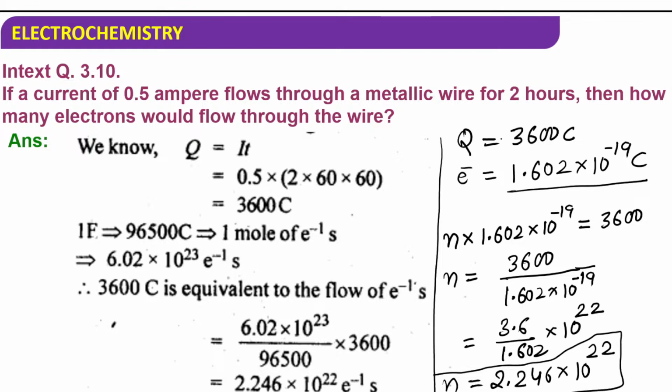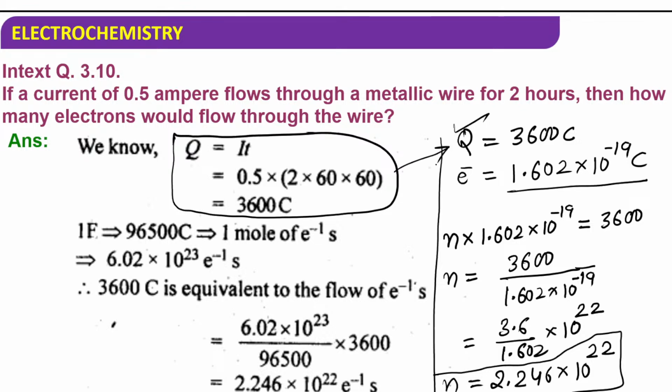The quantity of charge we have is 3600 coulombs, by using this formula, and then we go like this: the charge on 1 electron multiplied by the number of electrons is equal to 3600 coulombs, the total charge. So the number of electrons comes out in this way.